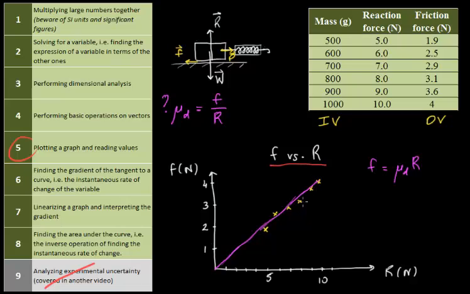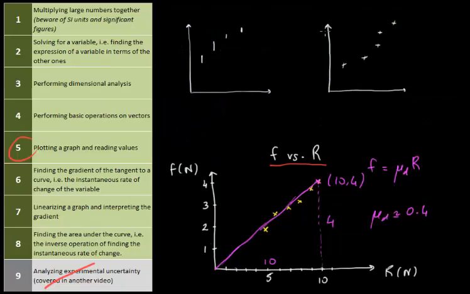And how do I do it? I find the rise over the run. And here it seems like this point is on the line that has coordinates (10, 4), and my line goes through the origin. So the rise here is 4, the run is 10. I obtain mu d is approximately equal to 0.4. That's the coefficient of dynamic friction.